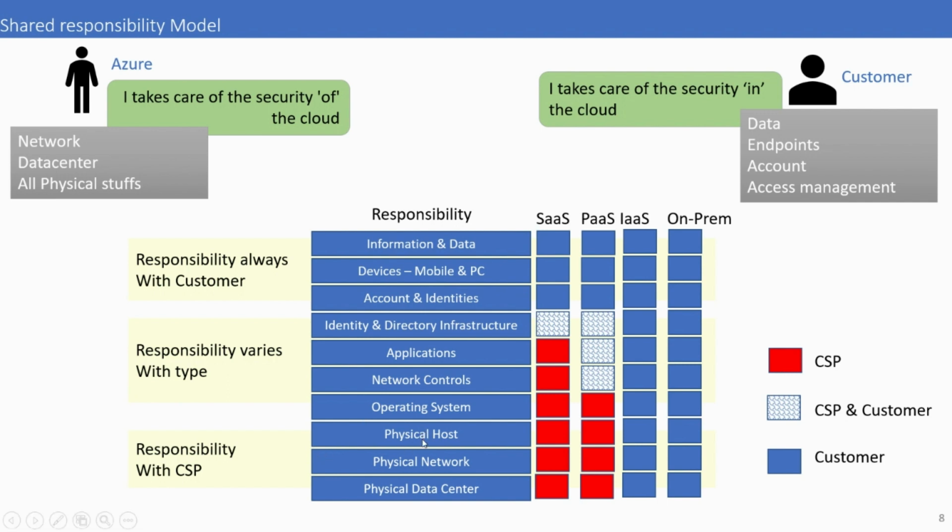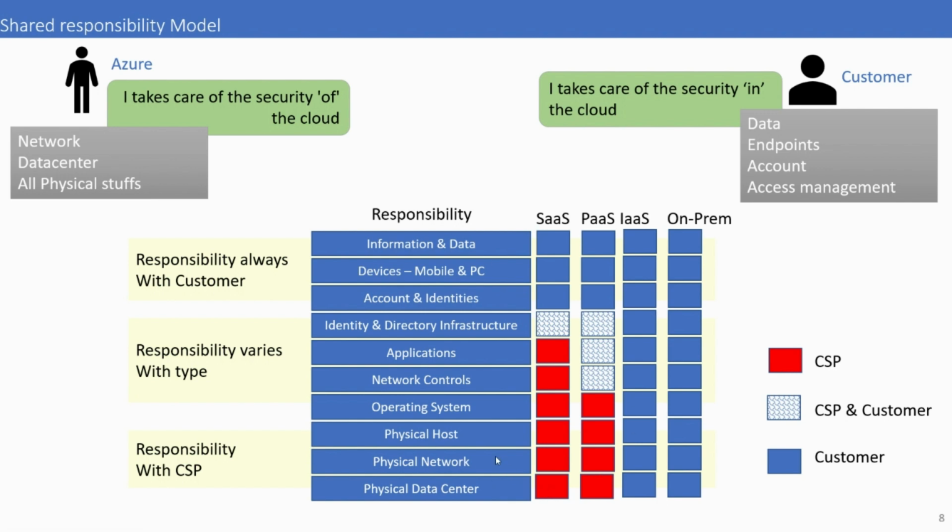If you take operating system, physical host and physical data center, for SaaS as well as PaaS, it is the responsibility of the cloud service provider to take care of that. For example, if there is a change or upgrade in the operating system, it is the responsibility of the cloud service provider to take care of that control. If a security patch needs to be applied on the operating system, it is the cloud service provider's responsibility. In a physical data center, if there is a need to upgrade or replace a server or a network switch, it is the responsibility of the cloud service provider to take care of it.